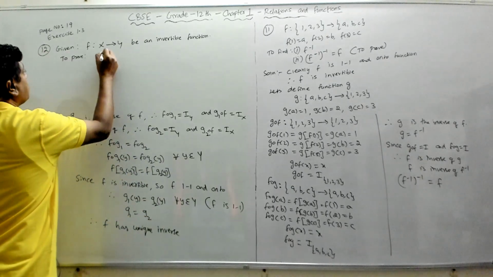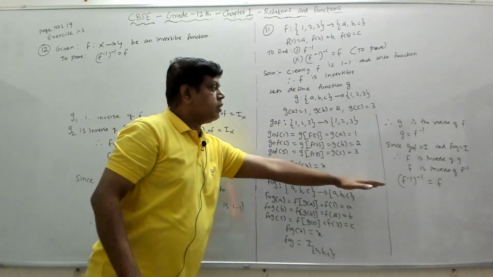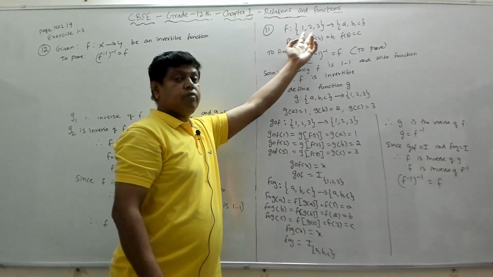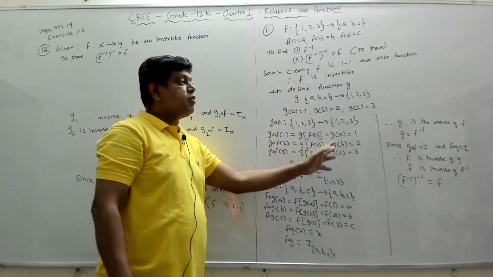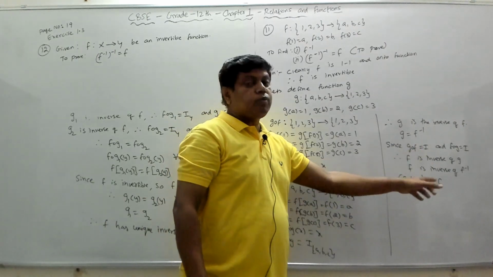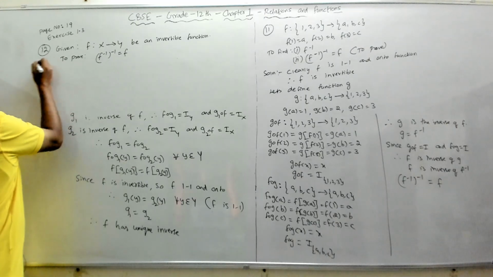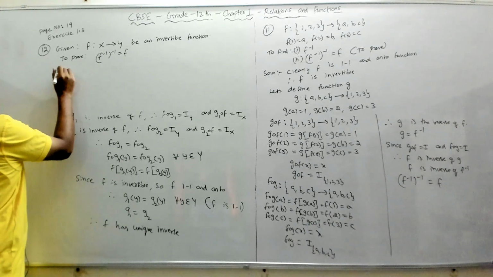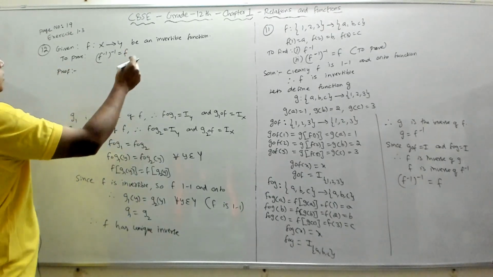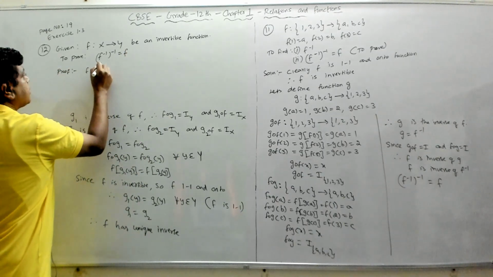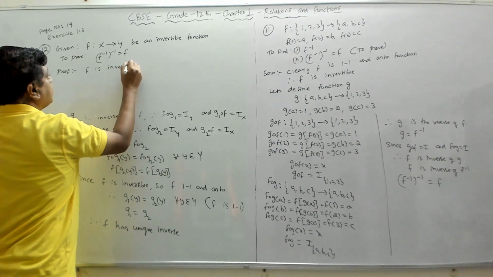What we are going to prove? We are going to prove f inverse whole inverse equal to f. The same argument we are going to use, but not exactly like this, because there a particular function was given, so we had to define a function and show that that's the inverse of the function. Then we proved that f inverse whole inverse is f. But here it is in general. So here we'll write the solution or proof. Now f is an invertible function, right? So f is given as an invertible function.